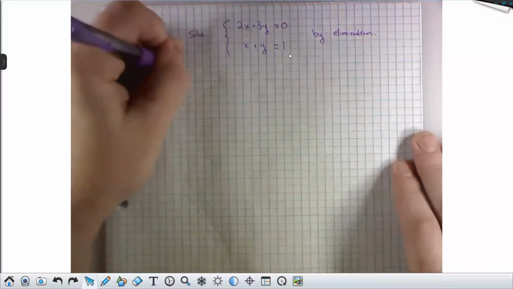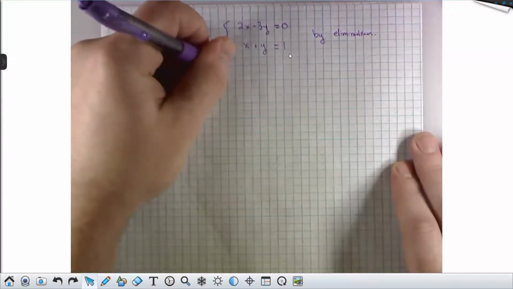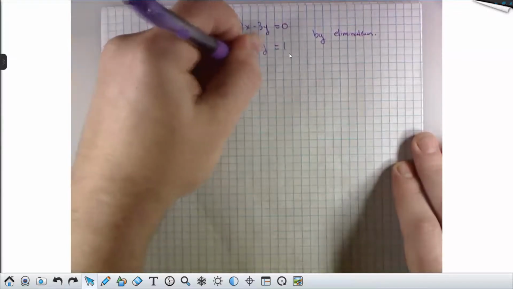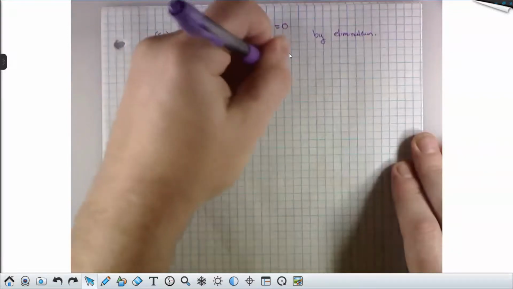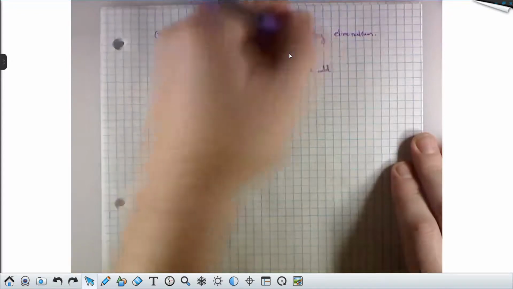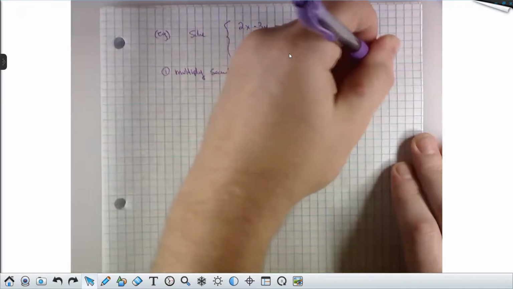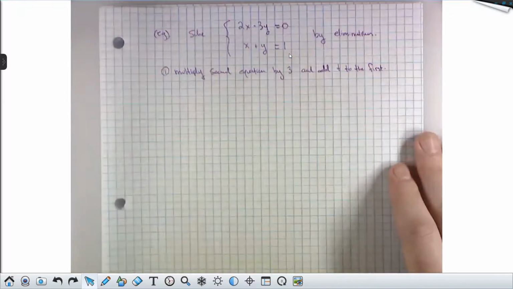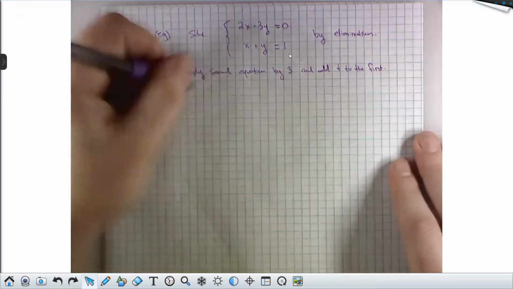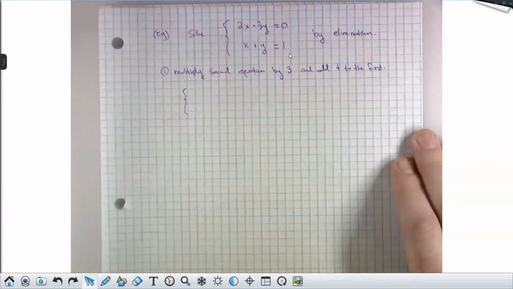I'm going to multiply the second equation by 3 and add it to the first. Remember, what we do here is we add a multiple of one equation to the other. So first, let me multiply the second equation by 3. Let me show you what that looks like.